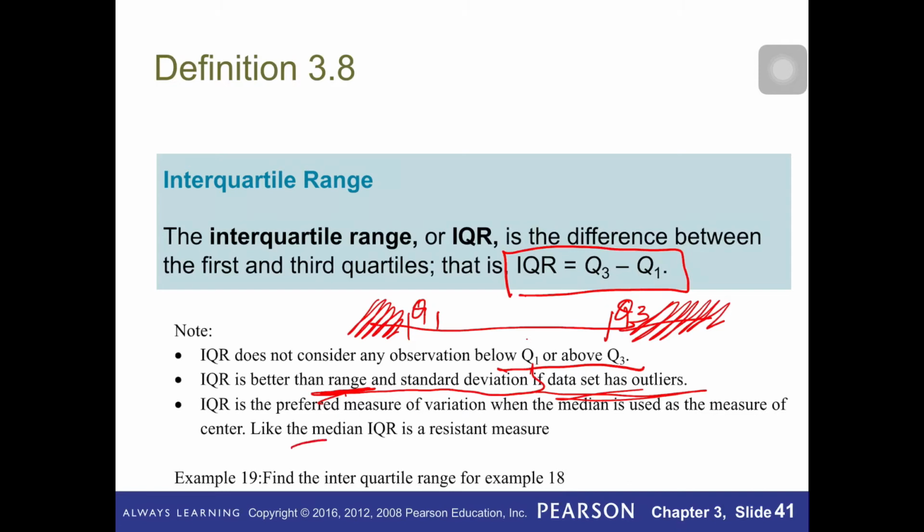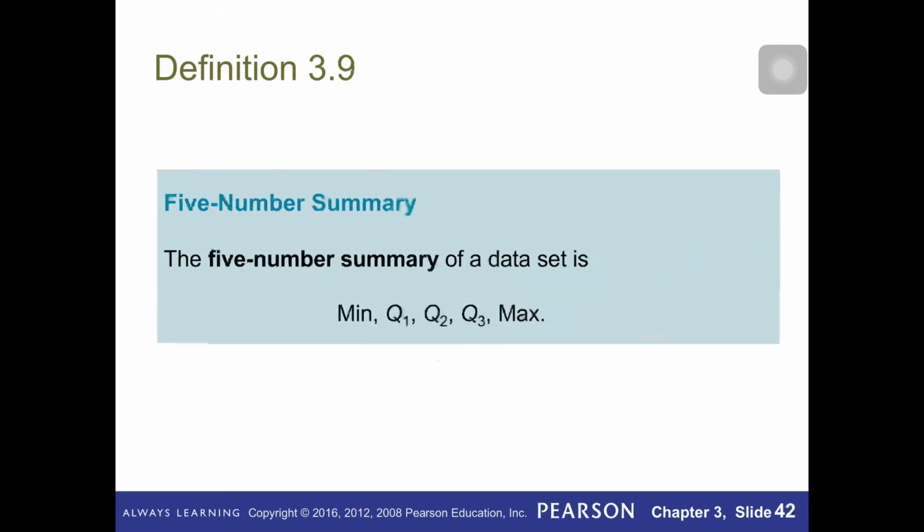It is also a resistant measure, because it uses the median. So, median is a resistant measure, then IQR is also a resistant measure. Then we started this section by mentioning the 5 number summary. So, 5 numbers, we still use 3 numbers, right, Q1, Q2, Q3. What are the other 2? Min and max. Including min and max, we call it the 5 number summary.